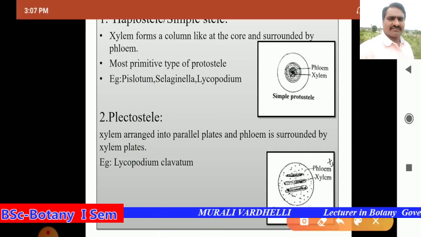Right. Next, the second type of protostele is plectostele. Plecto means plate-like. In this type of protostele, xylem is arranged into parallel plates and the phloem surrounds these parallel plates. This type of protostele is called plectostele, right? Example: Lycopodium clavatum and Lycopodium volubile.